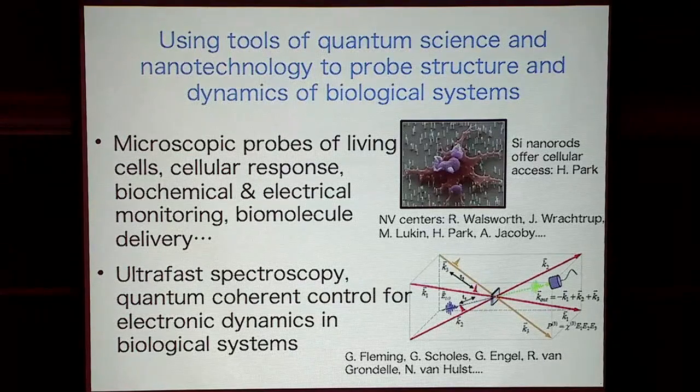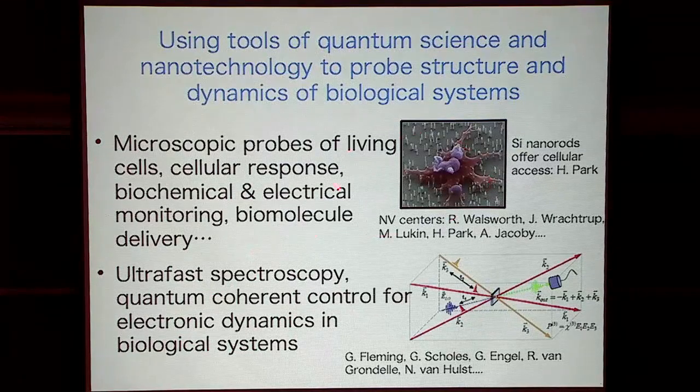So I think the message that I want to give you is that quantum effects in biology can be probed now to a completely different, much more fundamental level than before, with these new tools of, first of all, ultrafast spectroscopy, and also all these new quantum enhanced tools that are coming around.